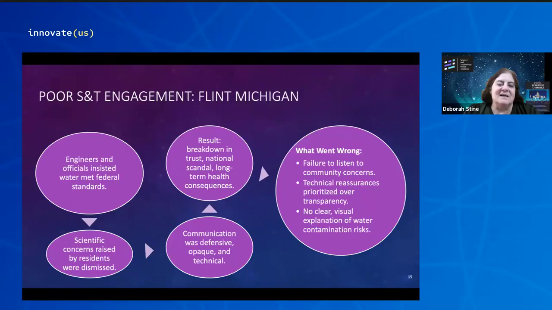But because the scientists dismissed the concerns of the residents, there was a breakdown in trust. It became a big national scandal. There were also long-term health consequences related to Legionnaire's disease, and the communication itself that led to this was very defensive, opaque, and very technical. So what went wrong in that situation was the failure to listen to community concerns, technical reassurances were prioritized over transparency, and there was no clear visual explanation of the water contamination or risks.